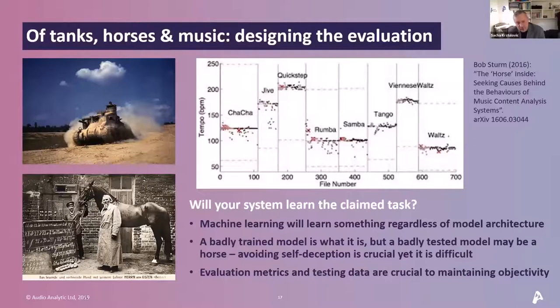If you don't pay attention to the way you evaluate, you might be doing self-deception. The system might be doing something completely different than what you think it's doing, or what you persuade yourself that it's doing. So it belongs to you to break your system, to really prove that it's doing what it's doing. And in that sense, evaluation metrics and testing data are crucial to maintaining this type of objectivity. So we're going to talk now about metrics and data.